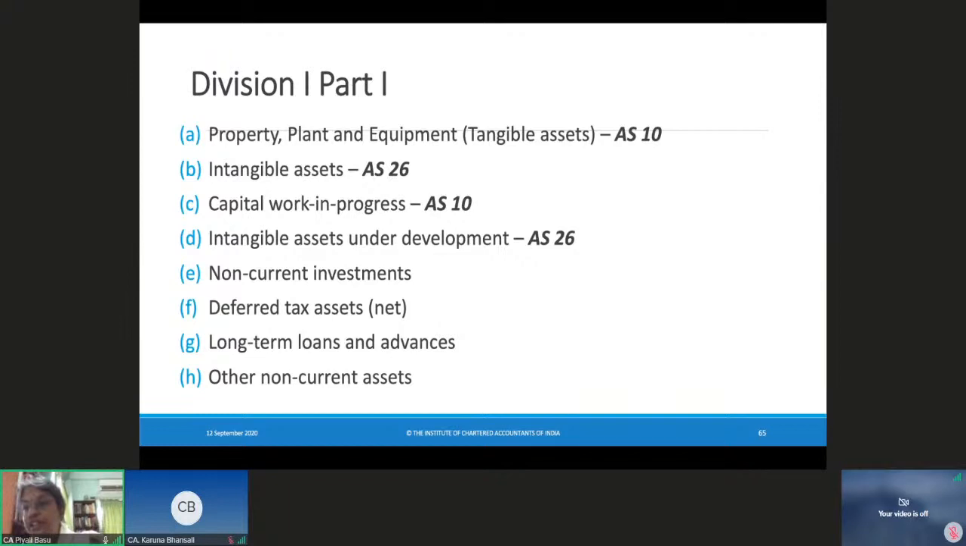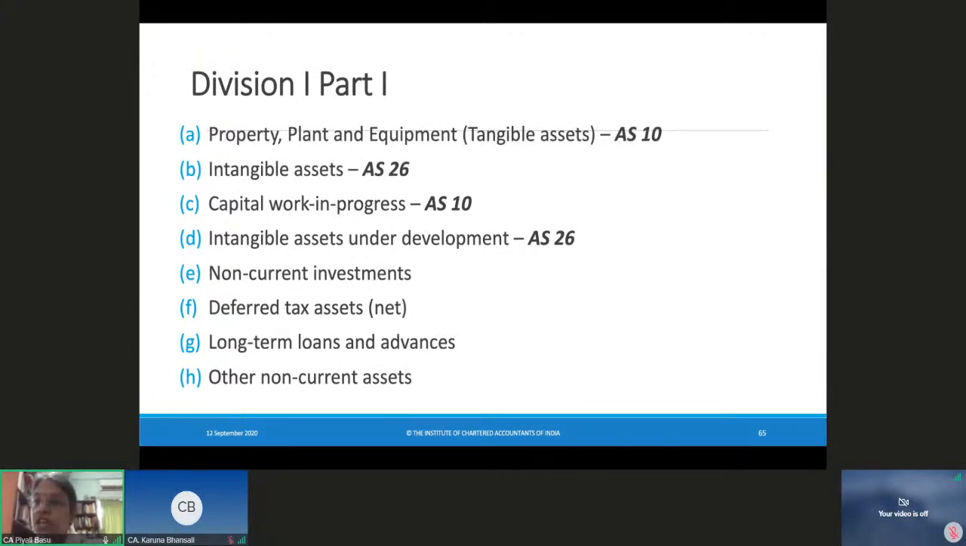Aggregate amount of the quoted investments and unquoted investments. That's important. And we have to also take into consideration the provision for diminution in the value of the investment. These three things we should keep in mind: the quoted investments, the unquoted investments, and the permanent diminution in the value of the investment.